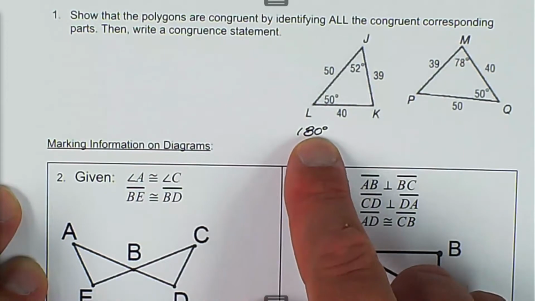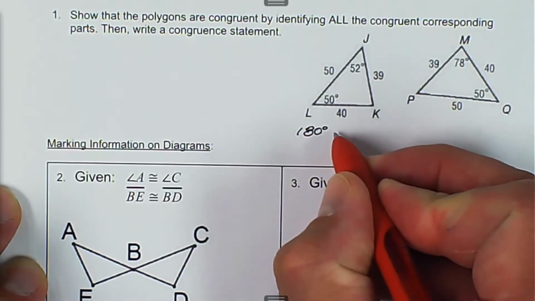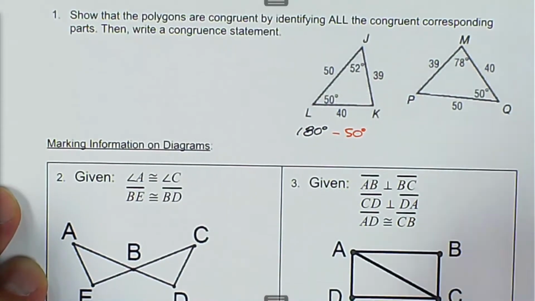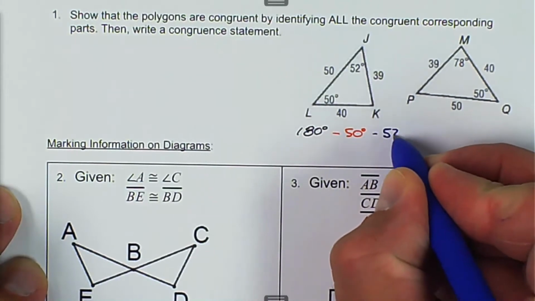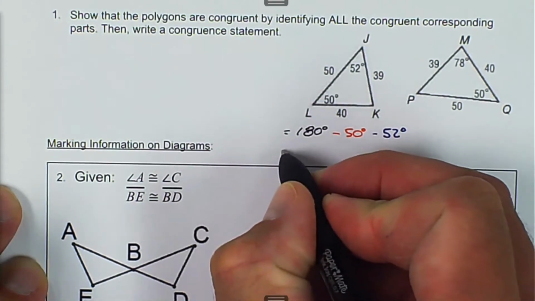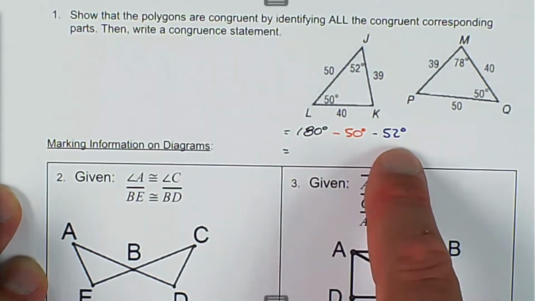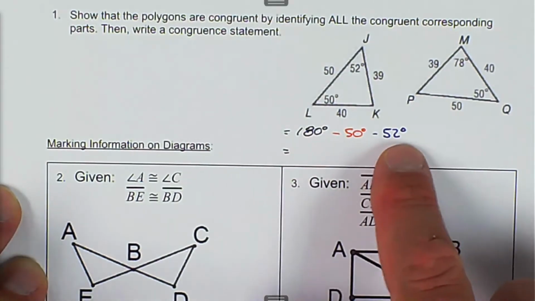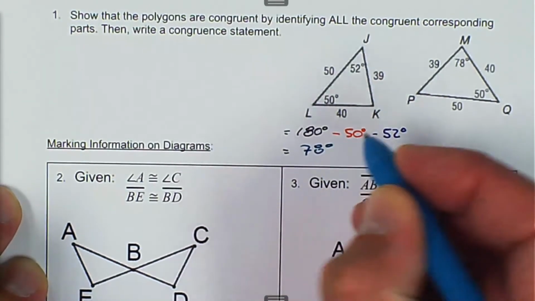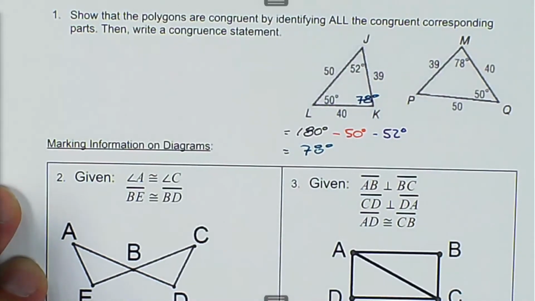Well, if it adds up to 180 degrees and I subtract two of them, that will tell me what my last angle is. So I say 180 minus 50 and then minus 52, and that will give me the value of the last angle. So 180 minus 102, because 50 plus 52 is 102, gives me a remainder of 78 degrees. So 78 degrees is this last angle here.